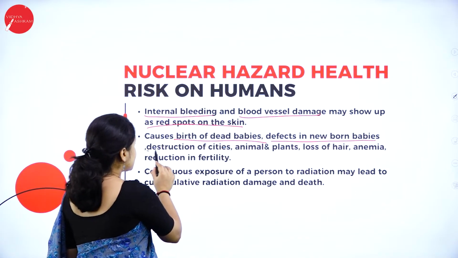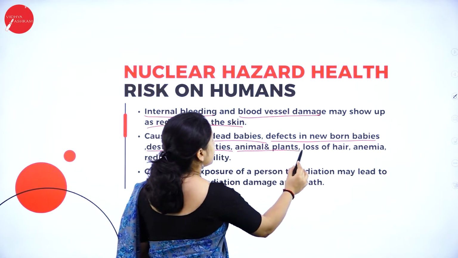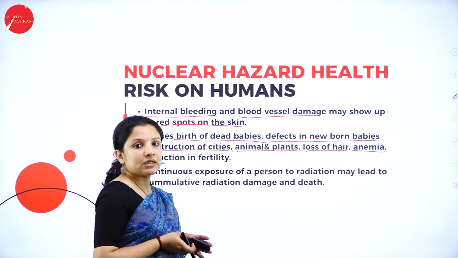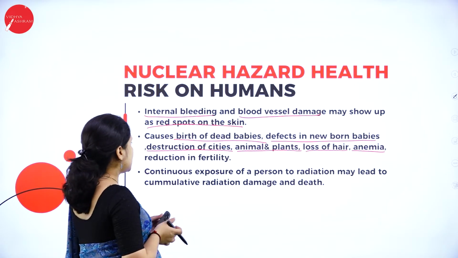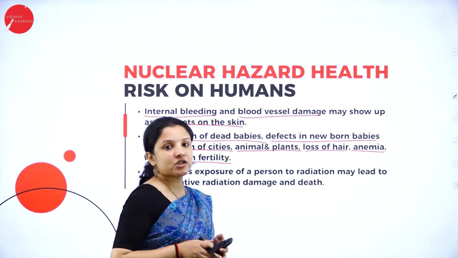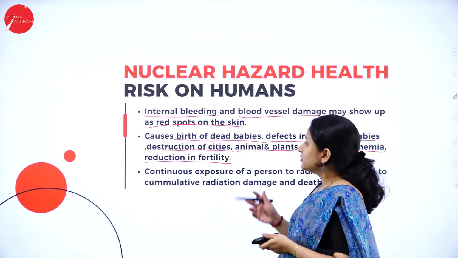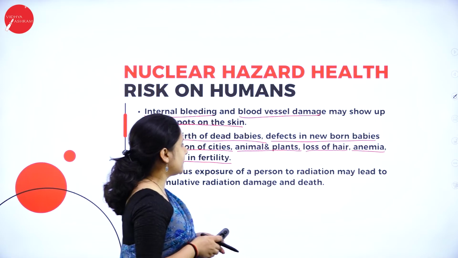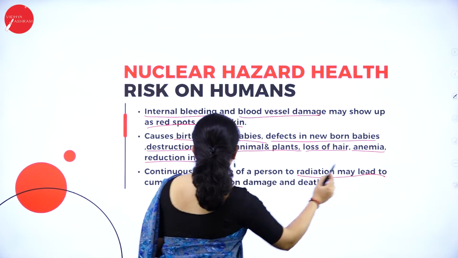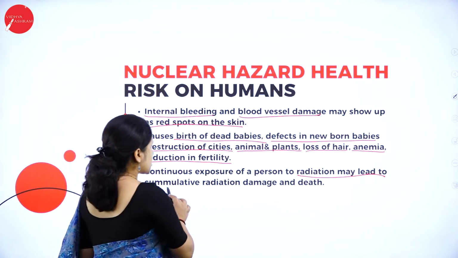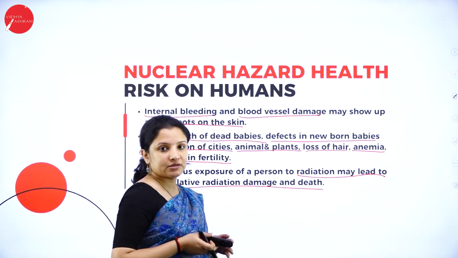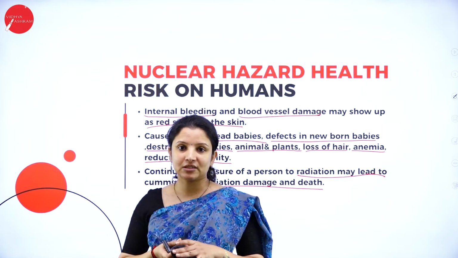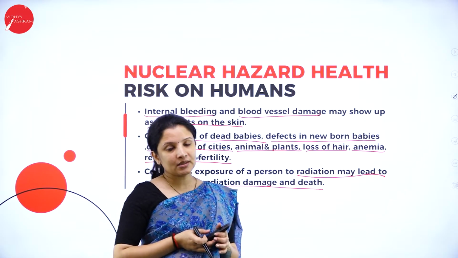Nuclear hazards can destroy cities, it can destroy animals and plants, it can cause loss of hair, it can cause anemia. Anemia is wherein the RBC count in the blood completely comes down. It can cause infertility or reduction in fertility in women and also in men. So, these are the different hazards. And next, continuous exposure of a person to various nuclear waste or to radiation may lead to cumulative radiation damage and death. So, if a person is continuously exposed to radiation released by radioactive substances, it can cause the death of the person as well.